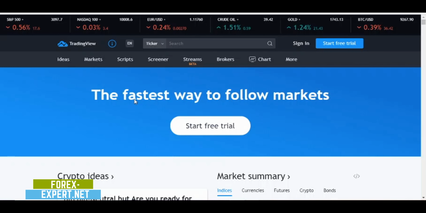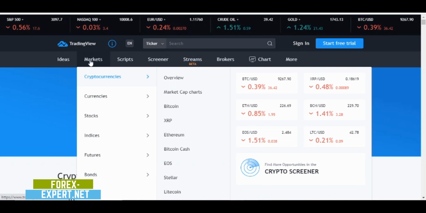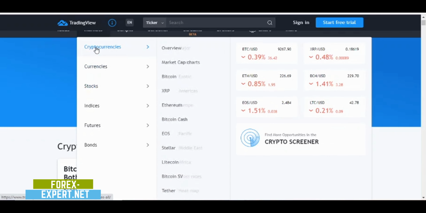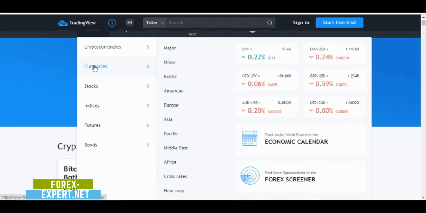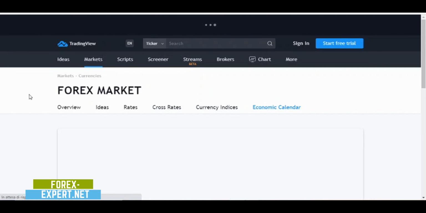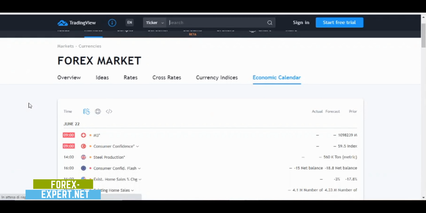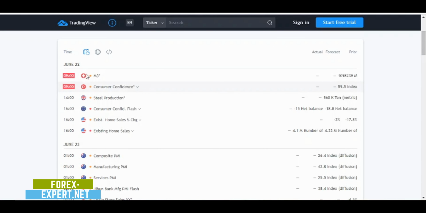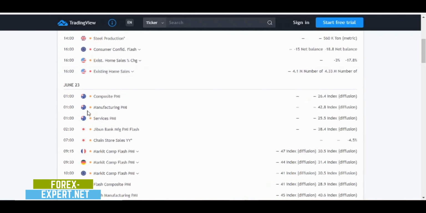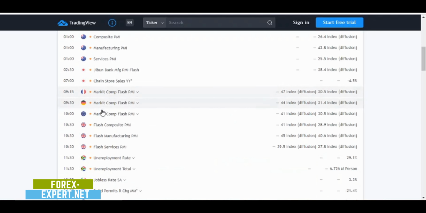Okay. So now I'm gonna show you 3 sources where you can check the economic calendar. The first one is TradingView. Once you are here on their homepage, you go here on markets. And let's suppose you are trading the currencies. You go here on economic calendar. And you will find a complete list of appointments related to each country.